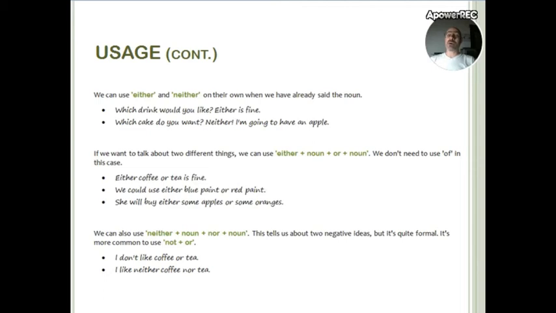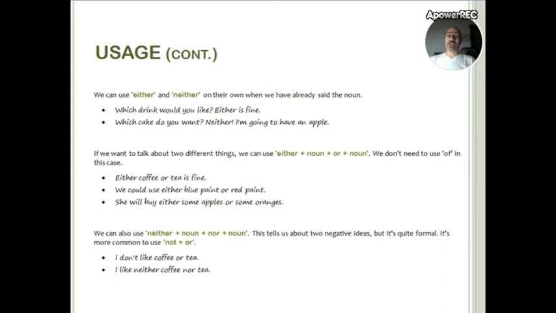If we want to talk about two different things, we can use either plus the noun or the noun. That is mentioning the two things, items, people that we're talking about. Either coffee or tea is fine. Either you or I can do it. Remember, either of us can do it. We could use either blue paint or red paint. That is, we could use blue paint and we could use red paint. We've got both colors, so we could use either blue or red paint.